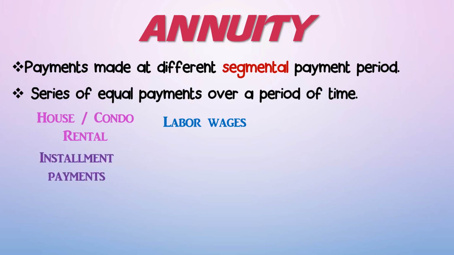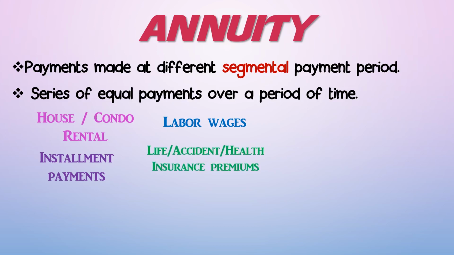Installment payments, for example, you bought an appliance and you want to pay it for 3 months, or for 6 months, or for a year through your credit card. So the payment for that will be divided equally for how long you're going to pay it. For example, for 6 months, so it will be divided into 6 equal parts.